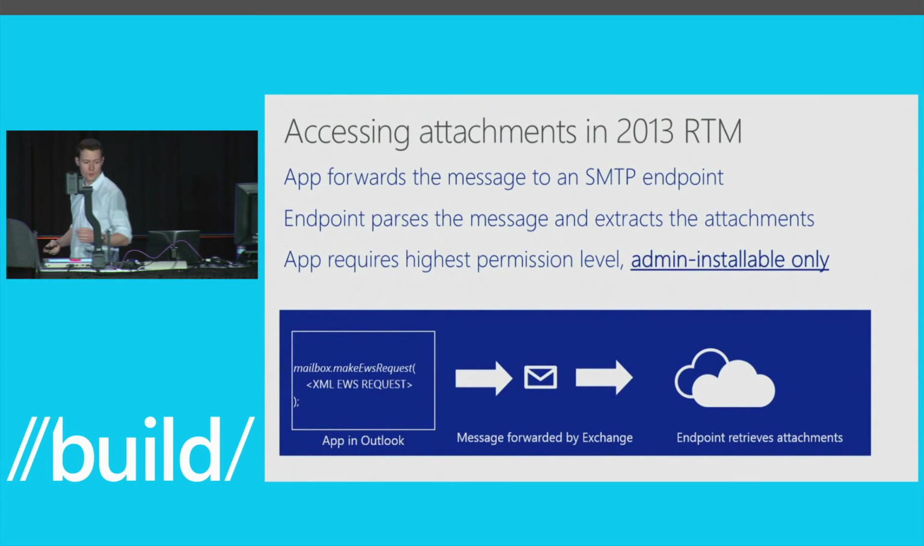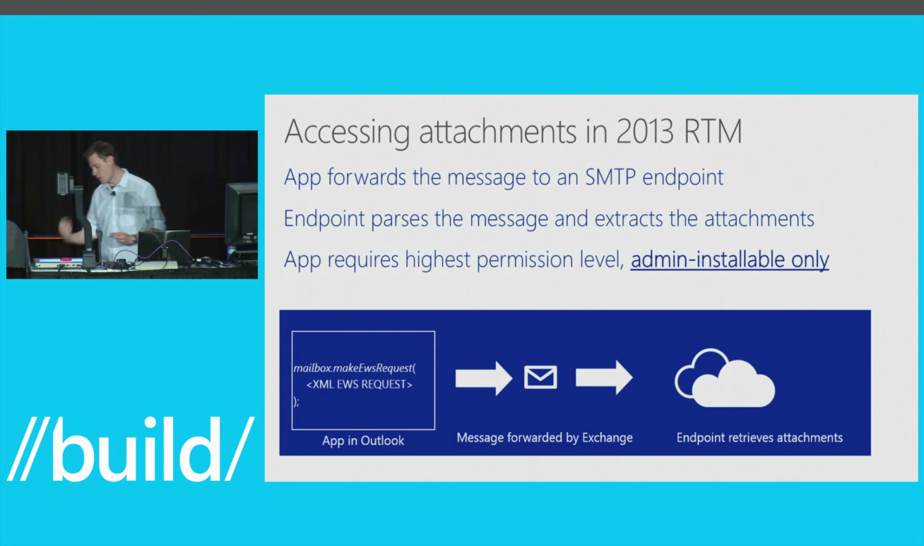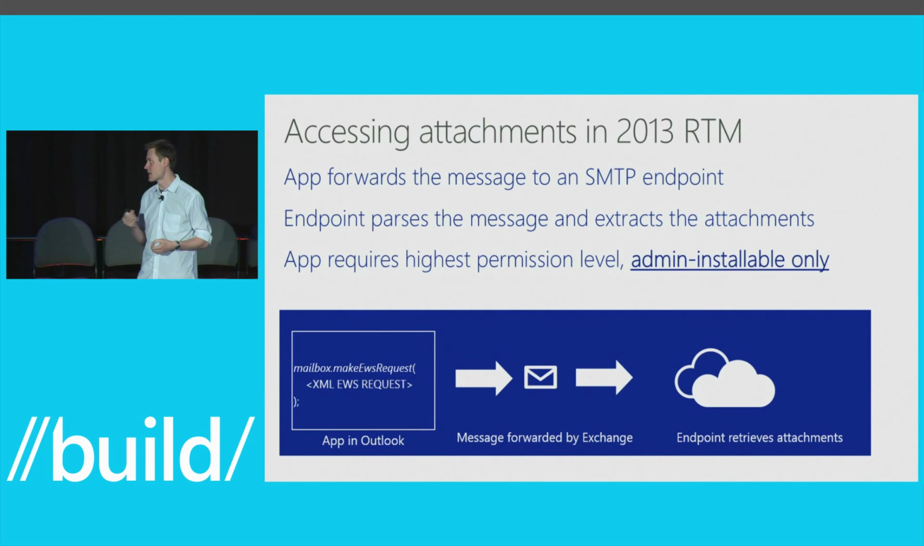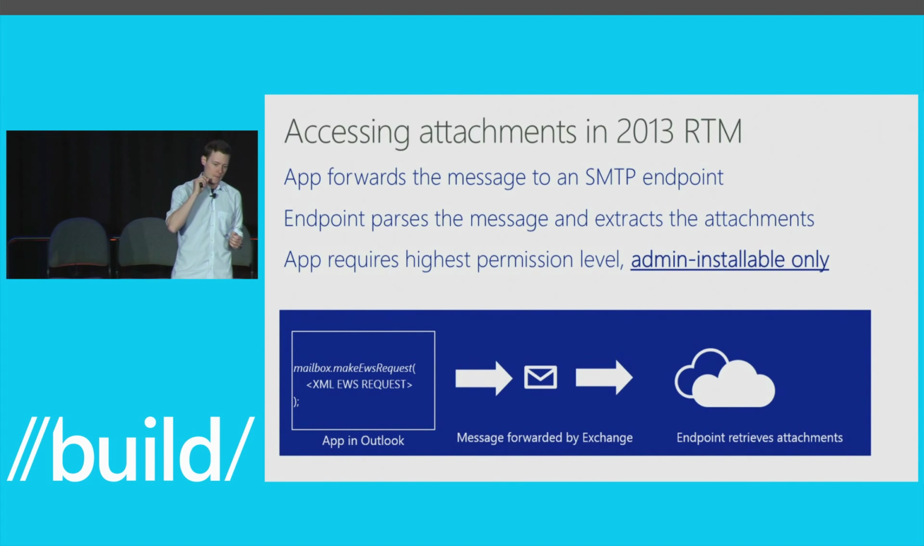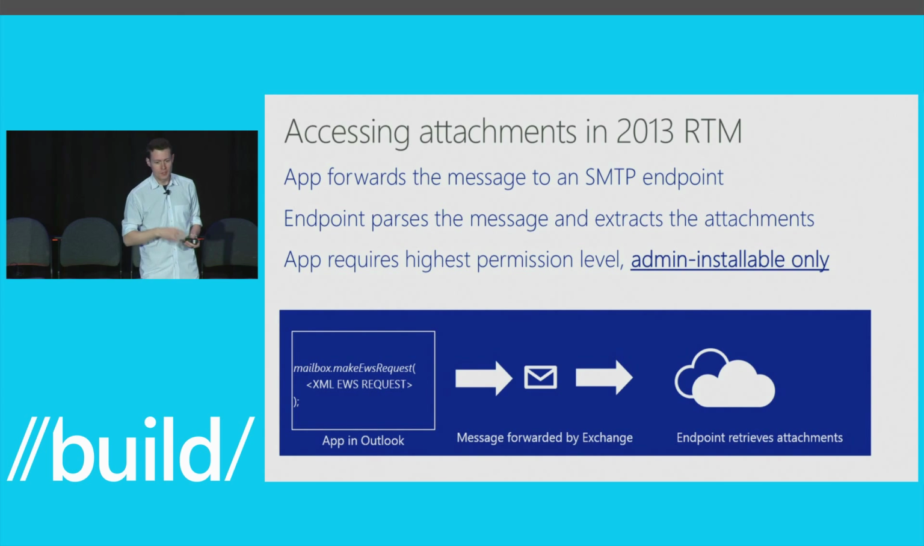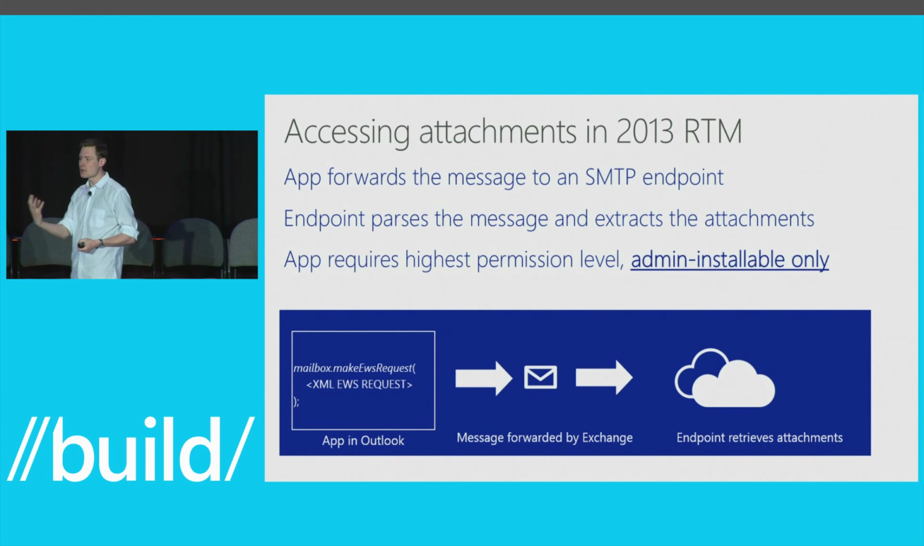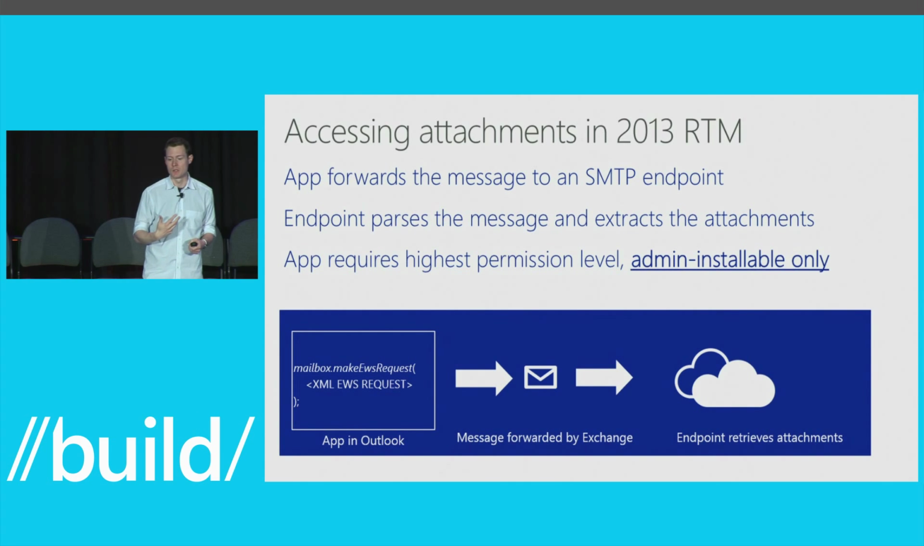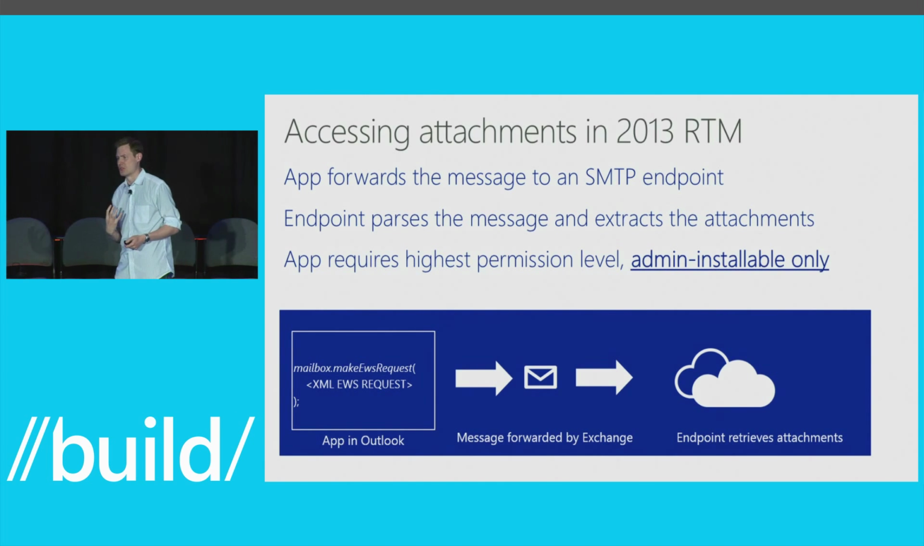So before we jump into the code, real quick, why did we need to do work here? Well, last year when we shipped the platform, it was possible to access attachments. But it was very problematic. In order to access attachments, the app had to forward the entire message to an SMTP endpoint. Then that endpoint, owned by the developer, would have to parse the message, extract the attachment, and then do work on it. First of all, it was extremely cumbersome, just putting up an SMTP endpoint and then parsing the message and grabbing the attachment.